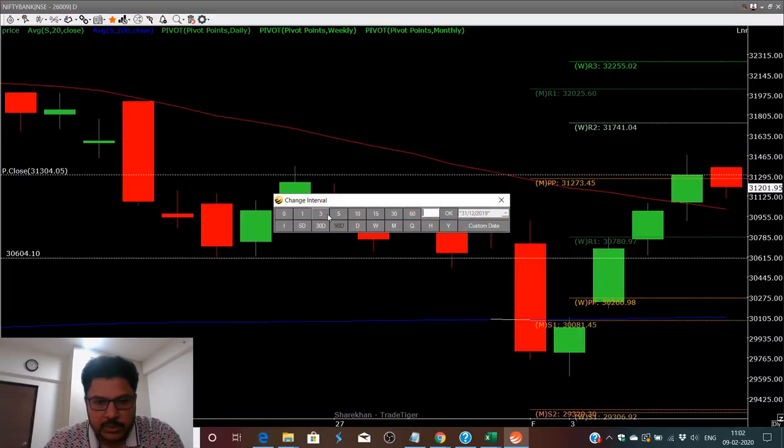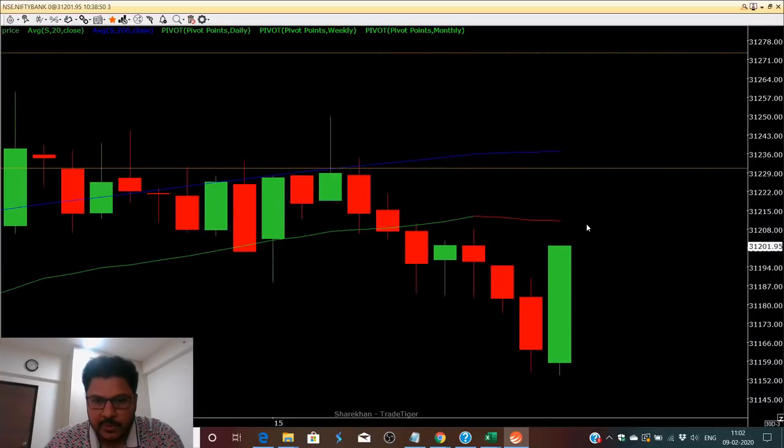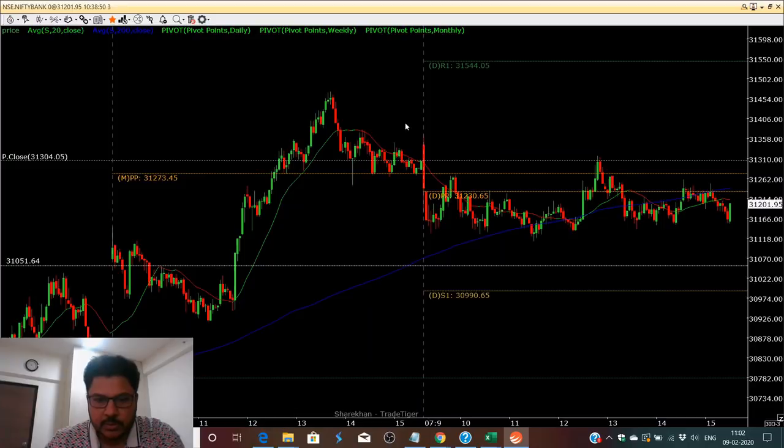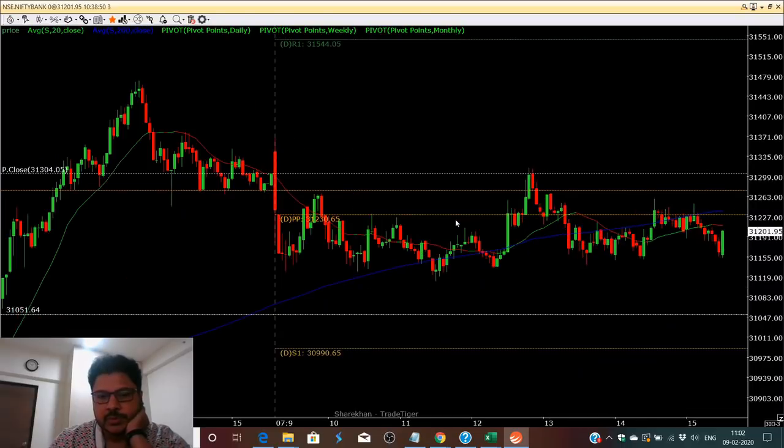Now let's use this on a 3-minute time frame and see how it works. So if you see, once you move to a lower time frame, here we have daily pivot R1 S1. So pivot points act as resistance and support. So their only job is to show us where is the maximum support, where is the maximum resistance, and these get respected in the market very well.